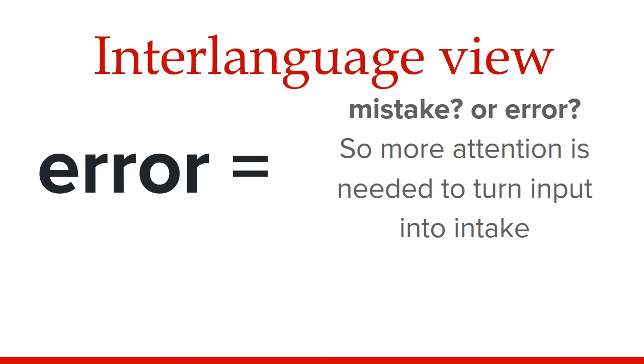And so what we need to do is help learners notice the language a little bit better, because from the interlanguage view, an error is a result of receiving input, but it's not turning into intake. So they're not really understanding the input that they're receiving about the language and acquiring that and letting it become part of their system. So the way to address an error there is to spend more time explaining to the learner and helping them notice the language and notice the correct forms so that they will acquire them.